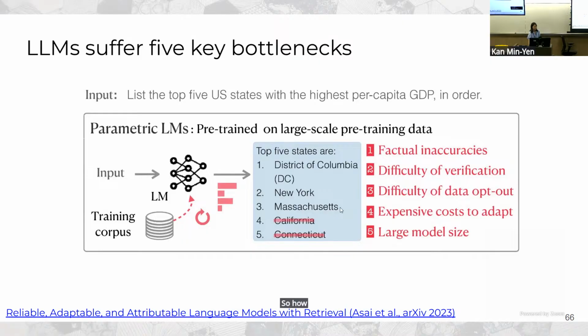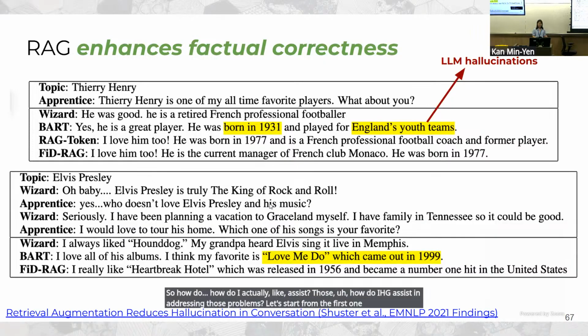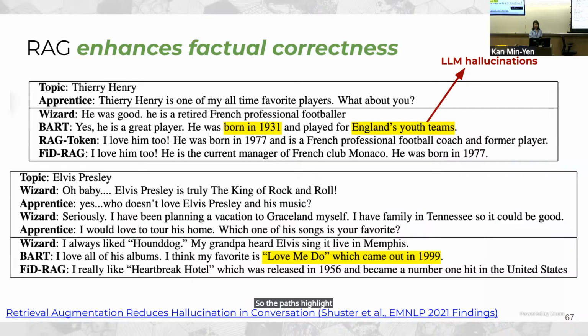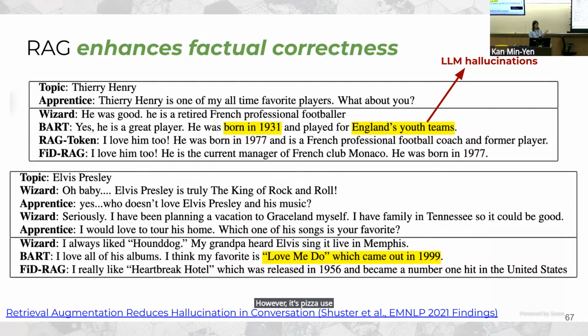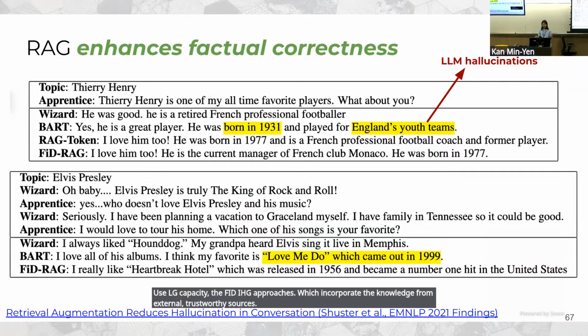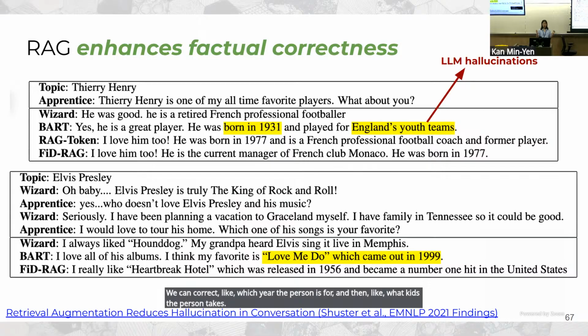So how does RAG assist in addressing those bottlenecks? Let's start from the first one. RAG, firstly, can enhance factual correctness. The parts highlighted in yellow are the hallucinations of LLMs, which are seemingly correct, but are actually erroneous when compared with facts. However, if we use RAG token, also the FiD RAG approaches, which incorporate retrieved knowledge from external trustworthy sources, we can correct which year the person was born and what games the person played, to make the outputs of the LLMs more factual.